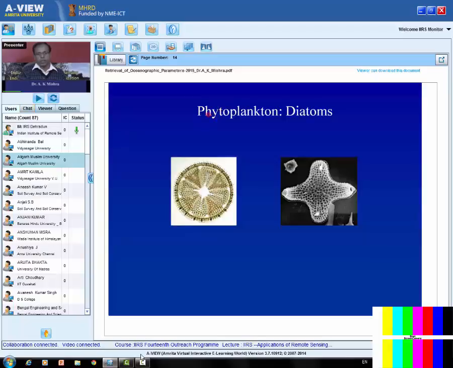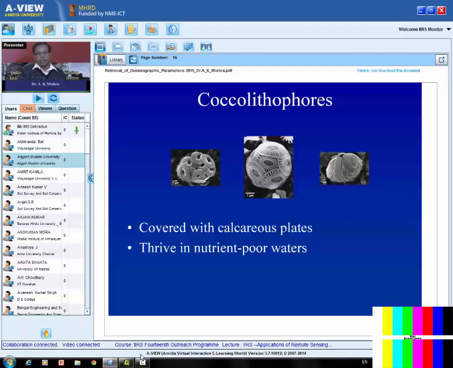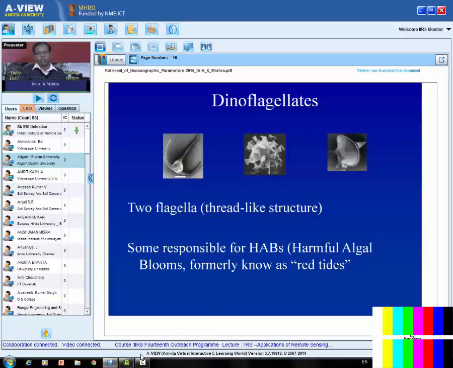So phytoplankton is broadly divided into two groups. One is diatoms, then another is dinoflagellates, and this is coccolithophores, and they are covered with calcareous plates, thrive in nutrient-poor waters, means open ocean waters. And these are dinoflagellates. Two flagella, thread-like structures, are present, and some are responsible for harmful algal bloom, formerly known as red tides.